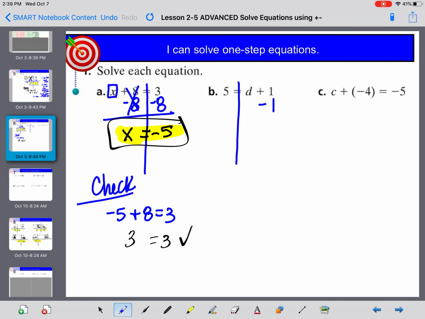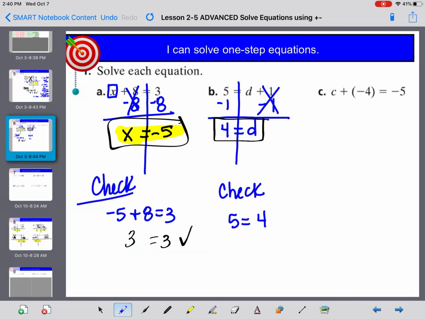d plus 1. The inverse of adding 1 is subtracting 1. So I immediately write minus 1 on both sides of the line. 5 minus 1 is 4, and all that's remaining on the right-hand side is d. Before I'm ready to declare that my official answer, we're going to check. Let's substitute 4 in for d in the original problem. 4 plus 1 is 5 equals 5, so I know that my answer of d equals 4 is indeed the correct answer.